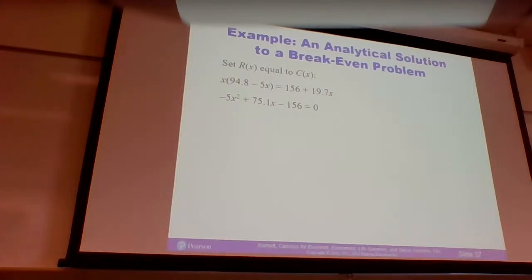Okay? So what I'd like you to do is, there's your quadratic. If I'm trying to find out when it equals 0, am I looking for vertex or am I looking for intercepts? Intercepts. Find the intercepts in the calculator for negative 5x squared plus 75.1x minus 156. Again, it's just practice. In this case, we're looking for when it equals 0.